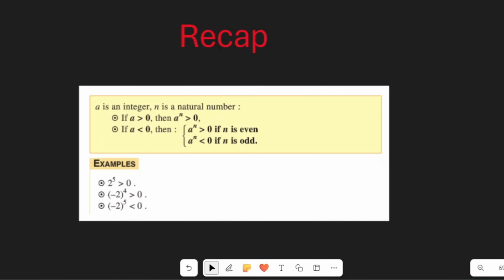Now for a quick recap on what we learned in this video. We learned that if the base is positive, then the result is going to be positive no matter what. And if the base is negative, then we have two options. Either we have an even exponent or an odd exponent. When it's an even exponent, then the result is going to be a positive answer. And when it's an odd exponent, the result is going to be a negative answer.